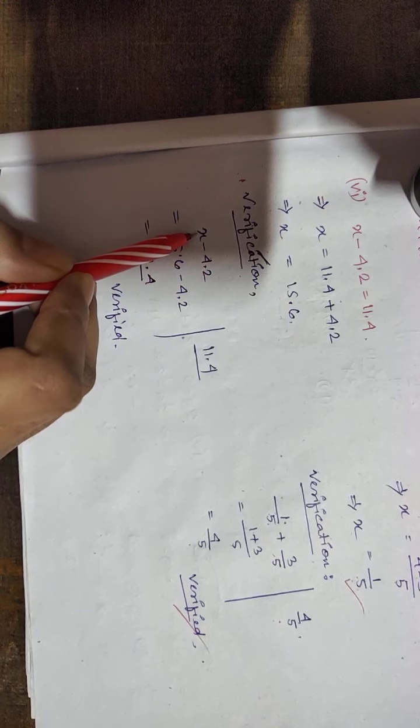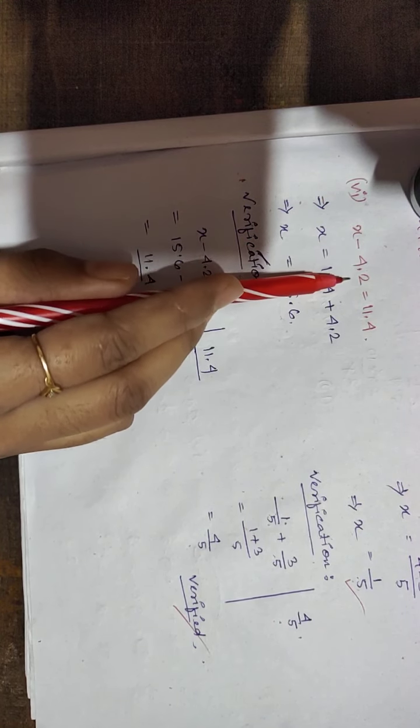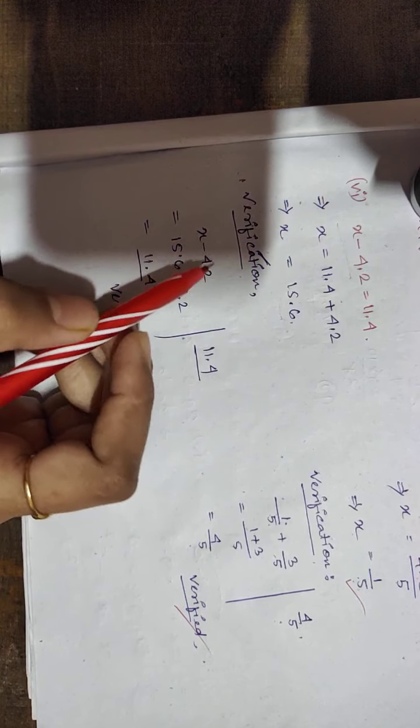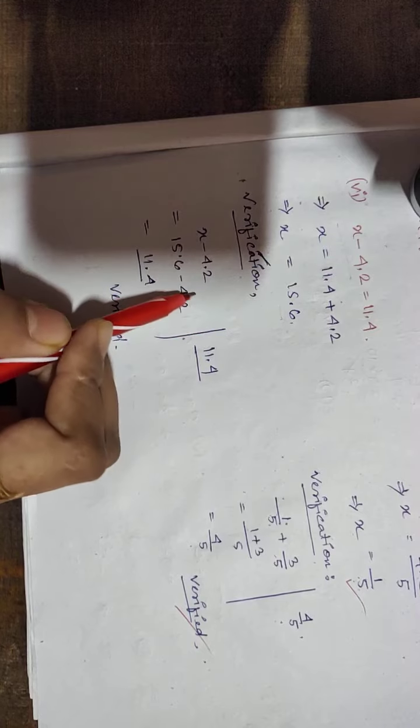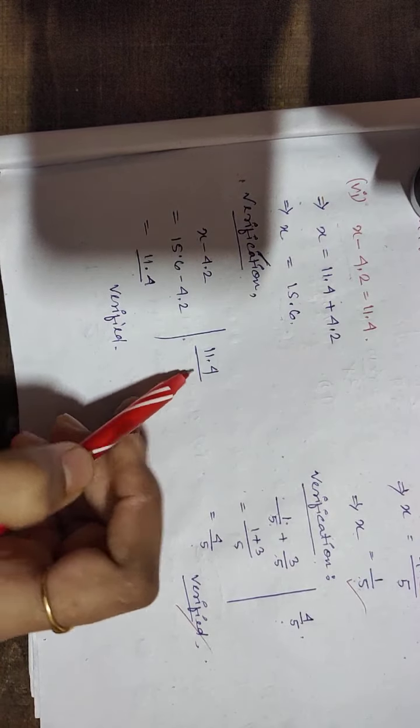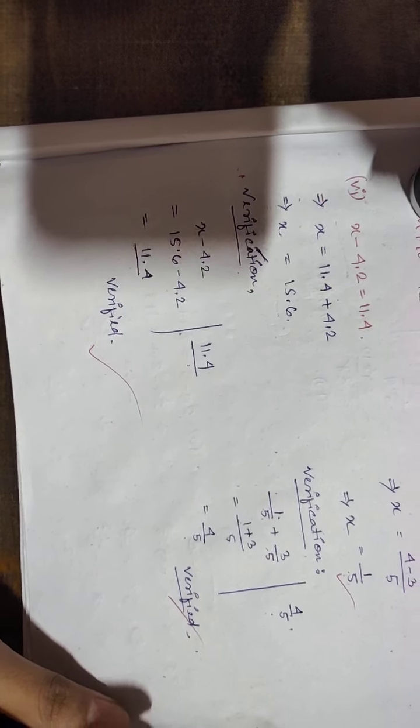So for this verification, in this case I will put the value of x. x minus 4.2, the x value is 15.6, and minus 4.2, so 11.4. See, on the right side 11.4 is there. That means it is verified.